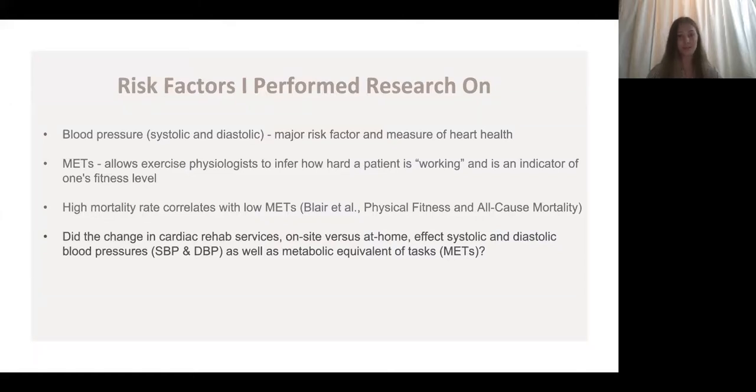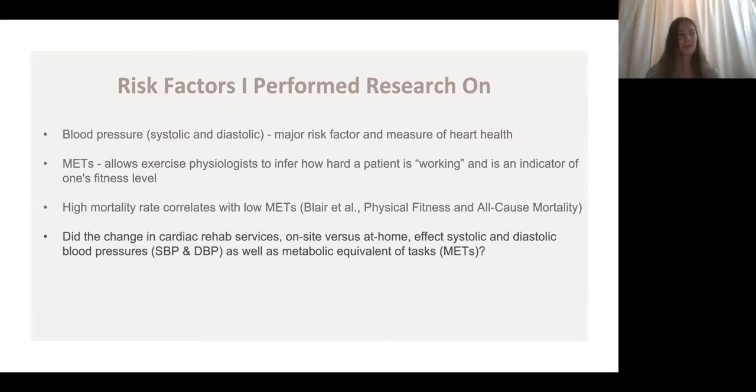Risk factors I performed research on. Blood pressure. Both the systolic and diastolic blood pressure is a major risk factor and a good measure of heart health. METs. METs allows exercise physiologists to infer how hard a patient is working and is an indicator of one's fitness level. As stated in Physical Fitness and All-Cause Mortality by Blair and colleagues, high mortality rate correlates with low METs.